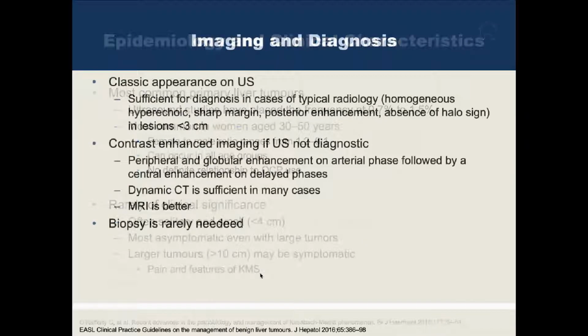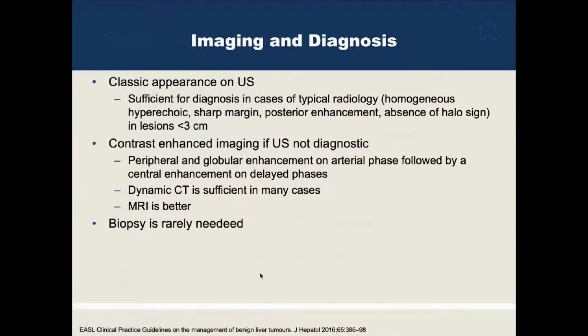Hemangiomas have a very classic appearance on ultrasound, and most of the time, a transabdominal ultrasound is sufficient to diagnose, especially in cases where the radiology findings are typical, which include homogeneous hyperechoic with sharp margin, posterior enhancement, and absence of a halo sign. In lesions that are less than 3 centimeters, many times an ultrasound may be all that you need to diagnose.